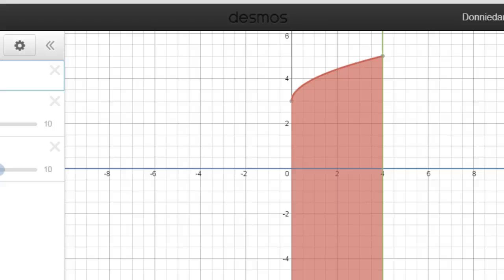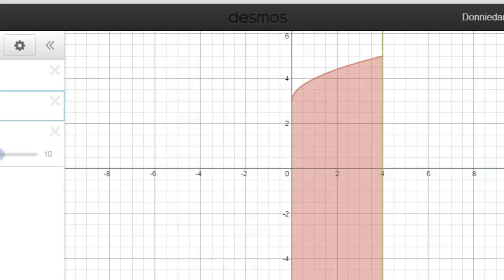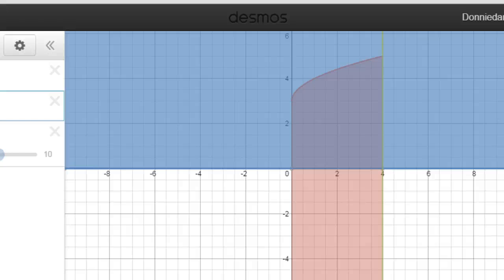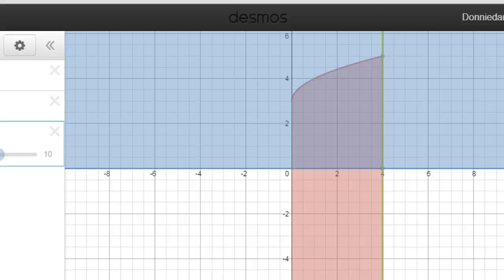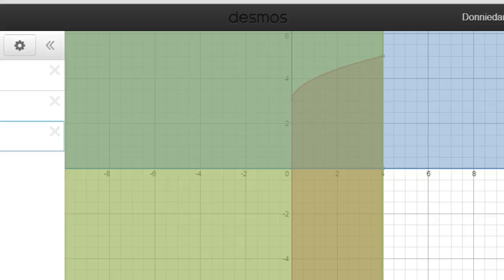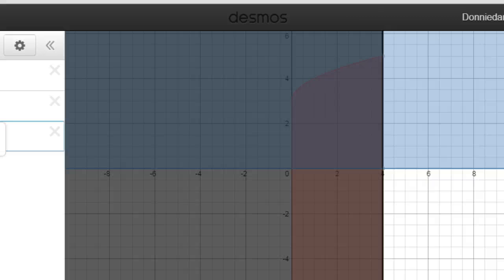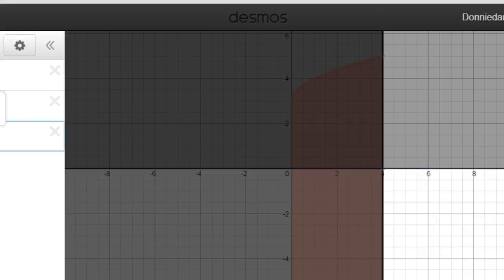Let's go. y is greater than or equal to that, and x is less than or equal to that. Okay, and if we all change them to the same color, use black.